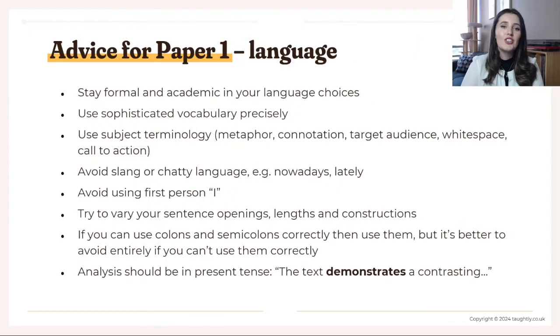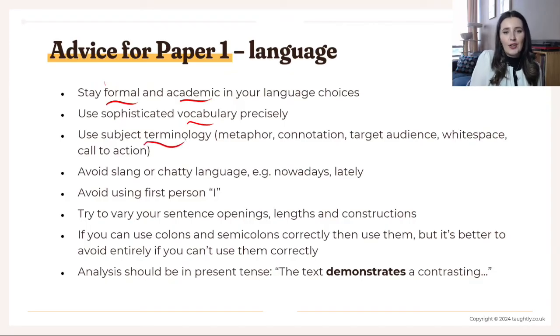Advice for language. Do make sure that you stay formal and academic in your language choices. Avoid anything slangy, avoid anything too humorous. So, for example, don't say nowadays. Do try to use some sophisticated vocabulary precisely. Don't just sound like you swallowed a thesaurus, you need to actually use the words correctly or it won't count. Criterion D language also includes your use of subject terminology. So if you're not using precisely the techniques that you need, like metaphor, connotation, target audience, white space, etc., then you'll lose marks for criterion D, not criterion B.